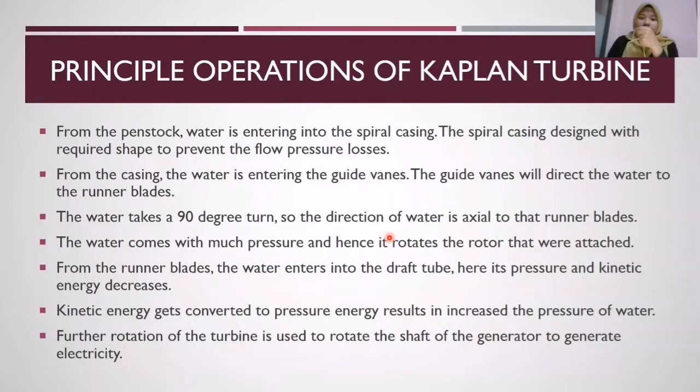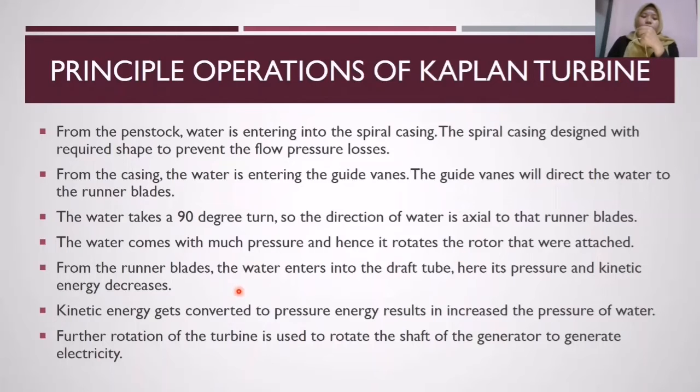Now I will explain the operations of Kaplan turbine. Firstly, water from the penstock enters into the spiral casing, which is usually designed with a required shape to prevent pressure losses. After entering the spiral casing, the water enters the guide vane, and the guide vane directs the water to the runner blade. When the water takes a 90-degree turn, the direction of water is adjusted to the runner blade. The water comes with much pressure, and hence it rotates the rotor that is attached.